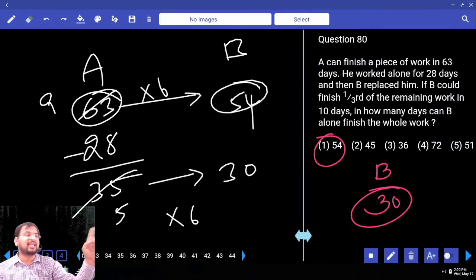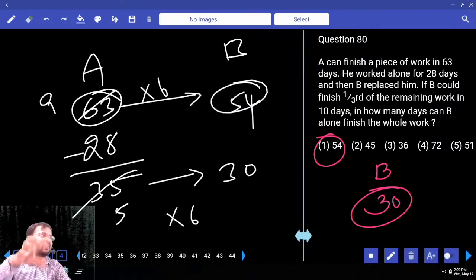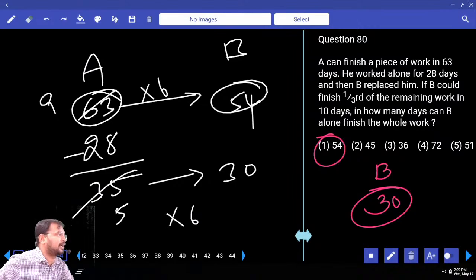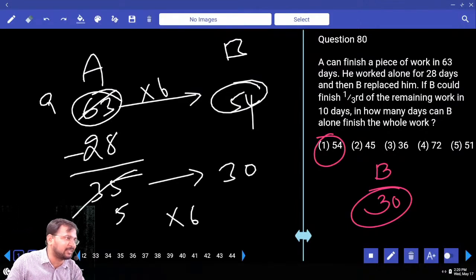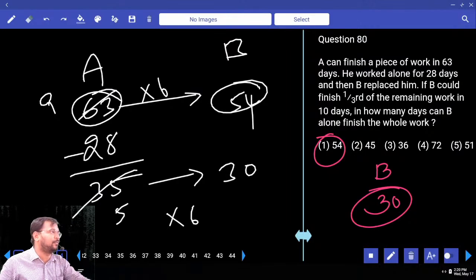Remaining work. 1/3 work in 10 days is nothing but complete work in 30 days. Remaining work in 30 days. A's 35 days work is nothing but B's 30 days work. Then A's 63 days work is nothing but B's how many days work? 54 days work. Are you clear?